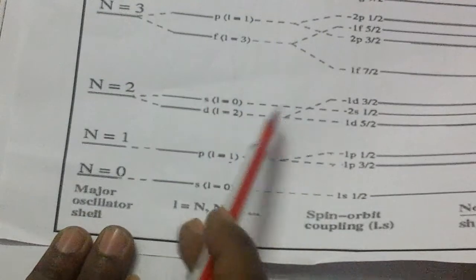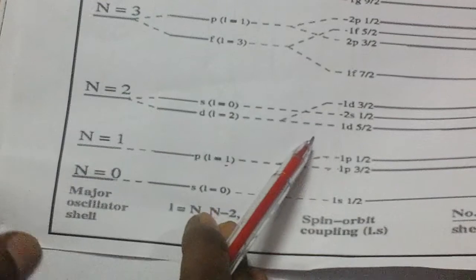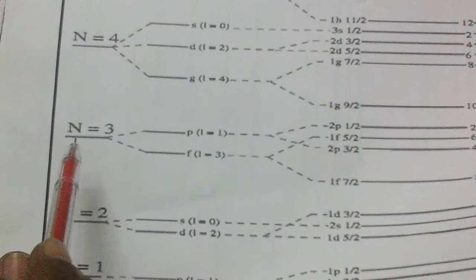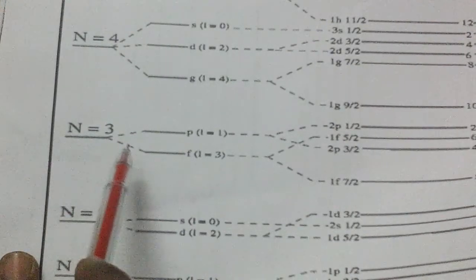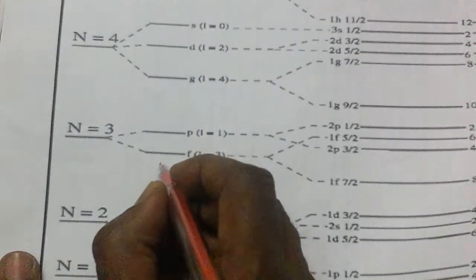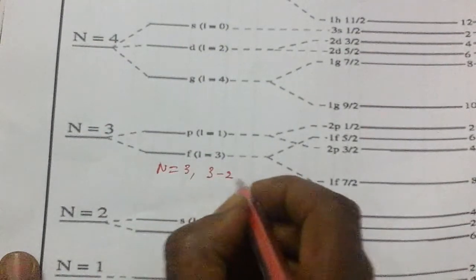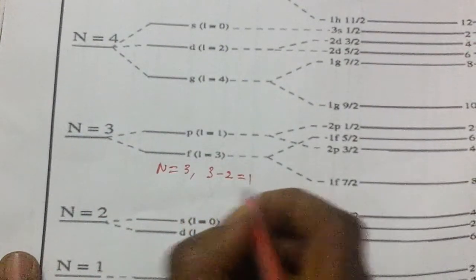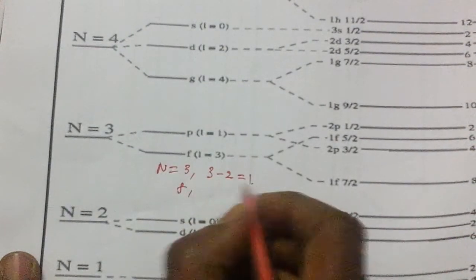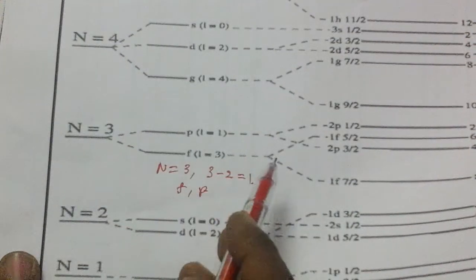Okay. Next, here the name of the second overlapping is present. Next we want to check it once again. n is equal to 3, 3 minus 2 is equal to 1. So 3 means f, 3 minus 2 means p. So 1 means p. So 3 is divided into 2 types.